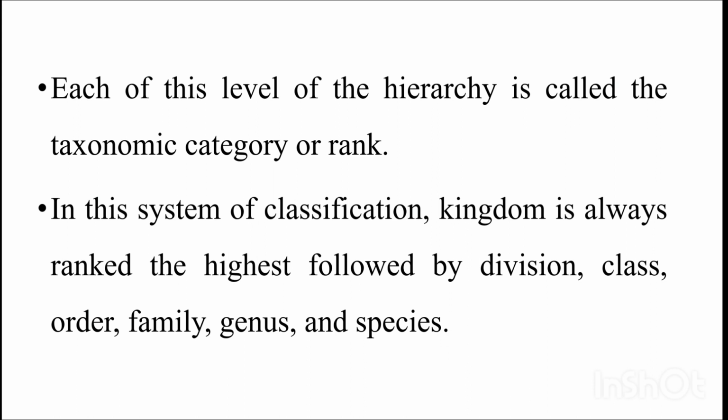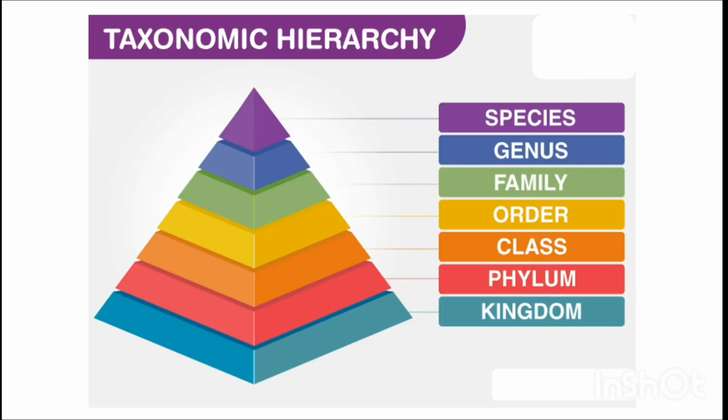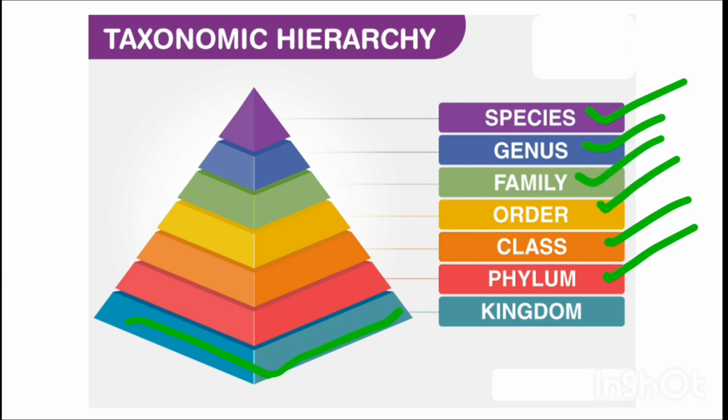In this system of classification, kingdom is always ranked the highest, followed by division, then class, then order, then family, then genus, then species. So this is the diagram of your taxonomic hierarchy. The largest one is the kingdom, plant and animal kingdom, then phylum. In case of plant, it is division, then class, then order, then family, then genus, then species.